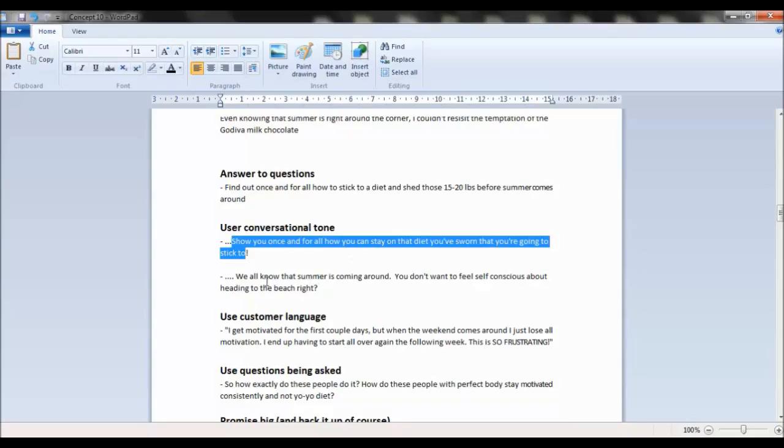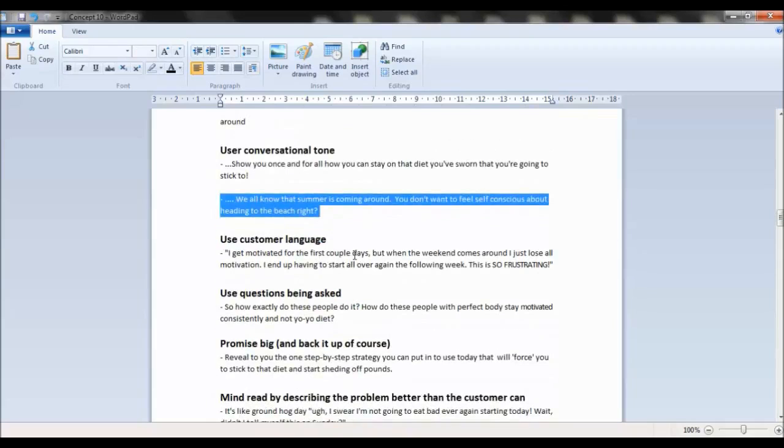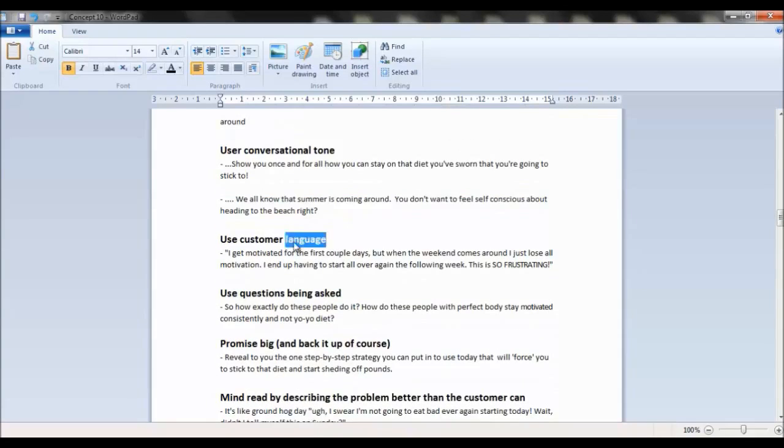Alright, we all know that summer is coming around. You don't want to feel self-conscious about heading to the beach, right? So we all know, and you don't want to feel self-conscious. It's not that a lot of people feel self-conscious at the beach because of something. It's not the passive tone. You want to use you and I and a conversational tone. Okay, so use customer language.